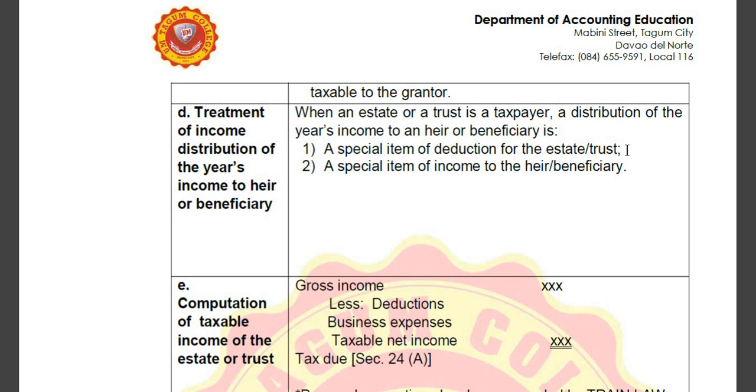Of course, your heir at the end of the year or at the end of the taxable year will have to file an income tax return. So whatever he or she receives from the estate or from the trust will be declared by such heir as a special item of income, which in turn will be subjected to income tax.